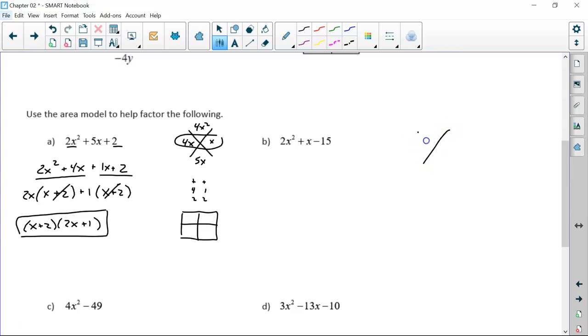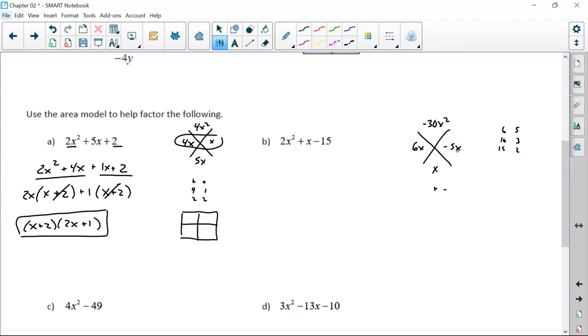Let's try another one. So multiply the first and the last term, so negative 30x squared goes on top, and the positive x goes on the bottom. So now, because the top number is negative, the signs are different. So the factors of 30: 6 and 5, 10 and 3, 15 and 2, we've got enough. Because to get that positive 1x, it's going to be a positive 6x and a negative 5x.